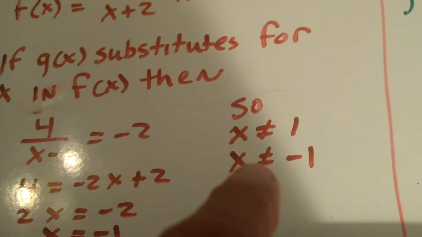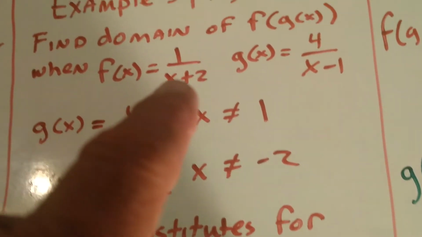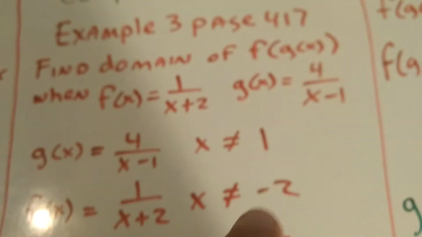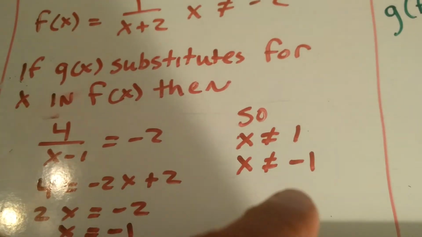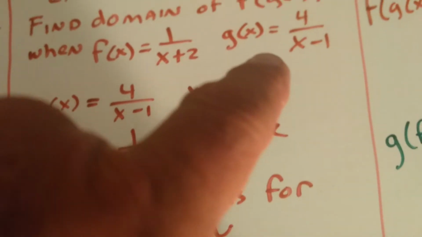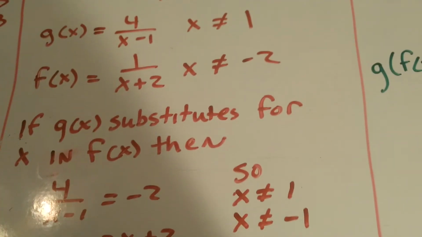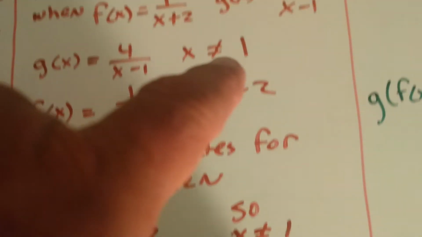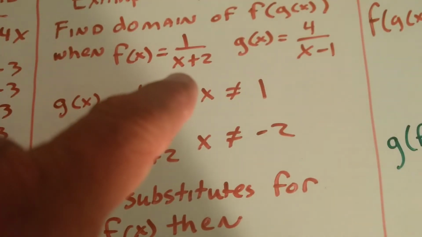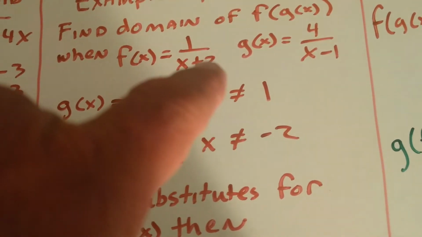So thus we found out that if we want to have a composite function of f of g of x, x cannot be 1 or negative 1. It can't be 1 because it would make g undefined. It can't be negative 1 because once we substitute it in here, it would make this x a negative 2, which would make this undefined.